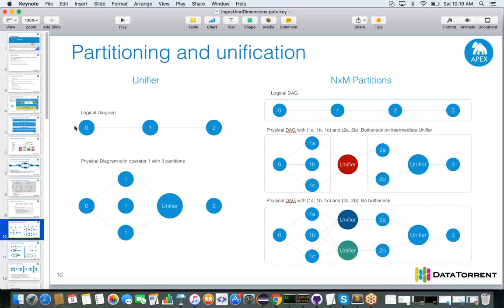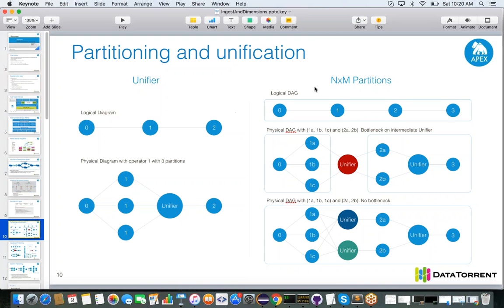Your logical application or DAG would look something like this: three operators, operators 0, 1, and 2. They're just shown as single instances here, but that's not the case. When you assemble an application, this is how it looks. When you run it on a cluster, it could look a lot different, right? Because you may want multiple instances of the same operator. So here's a physical diagram of operator 1 with three partitions. Operator 0 has one partition, operator 1 has three partitions. Then the platform inserts a unifier to give a unified view to operator 2 of all the tuples coming in from operator 1. So operator 2 has one partition.